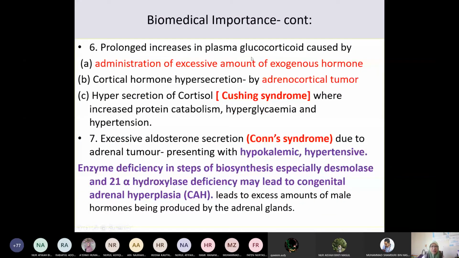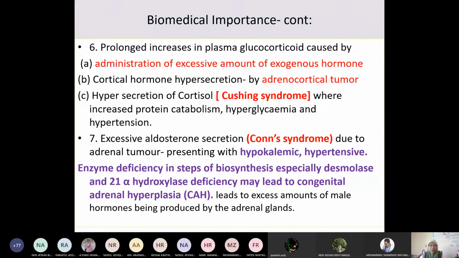And prolonged increase of plasma glucocorticoids is caused by the administration of an excessive amount of exogenous hormone. For example, chronic immunodeficiency cases, certain autoimmune diseases, and chronic asthma cases rely on exogenous corticosteroids, right? Intravenous or oral prednisolone. So in that case, the plasma glucocorticoid level is elevated. At the same time, ACTH production may be inhibited, okay?